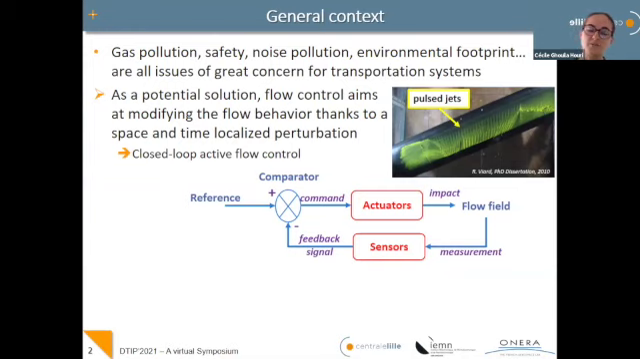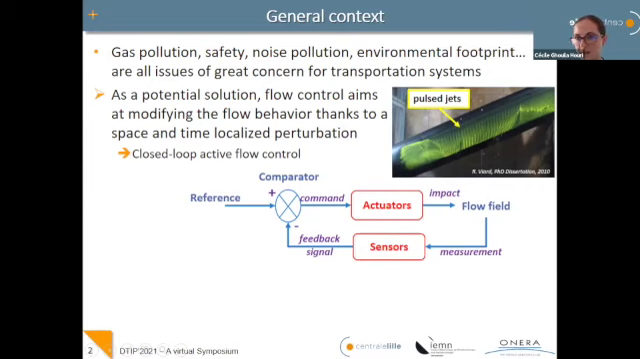And actually one of the potential solutions to address these issues is flow control. And flow control aims at modifying the flow behavior between the interaction with the flow and an object thanks to a space and time localized perturbation. And here you have an example of a jet forcing the flow to be attached to an airfoil model. And the major goal of flow control activity is to go to closed loop flow control, where you have actuators that impact the flow field and sensors that measure the flow field in order to give a feedback signal to adapt the command given to the actuators.